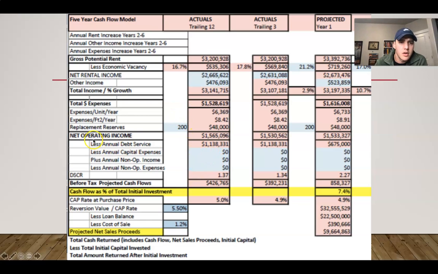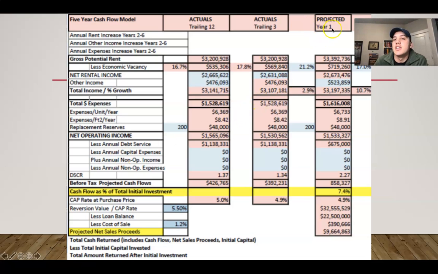So here's an example we talked about. The actuals, so the trailing 12 months, what happened in the last 12 months, income statement, your net operating income was 1.565 million. Okay, you divide that by your annual debt service amount, so how much you're paying to the lender again, 1.138, and that comes out to your debt service coverage ratio of 1.37. Again, lenders are looking for a 1.25.